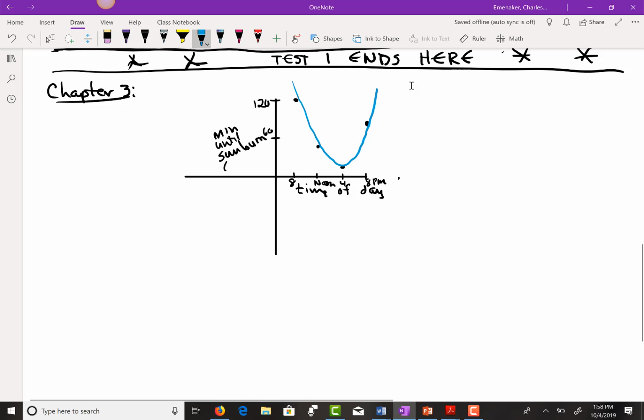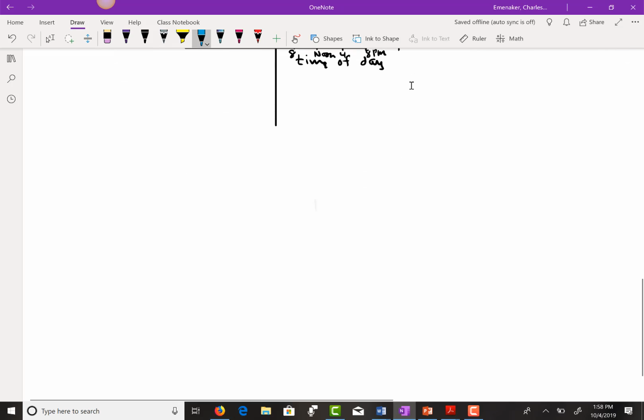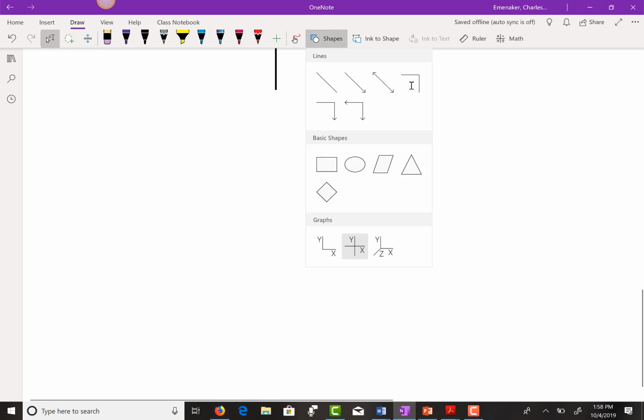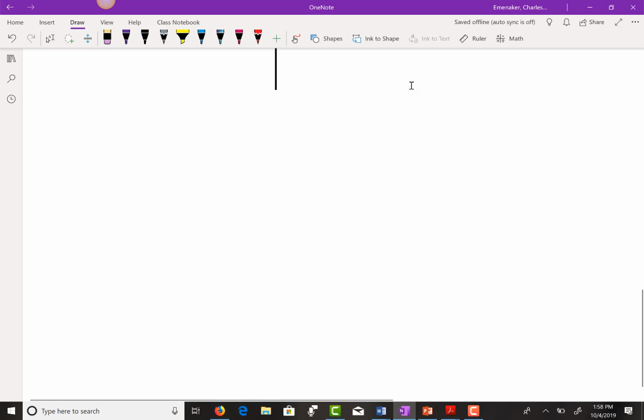So quadratics are useful in a lot of different situations. If you recall, with linear equations and with some of the other things that we've looked at, we started out by looking at how they graph. Okay, so we got a graph.